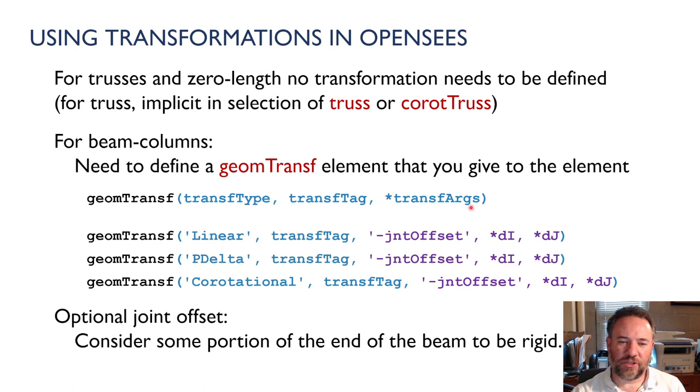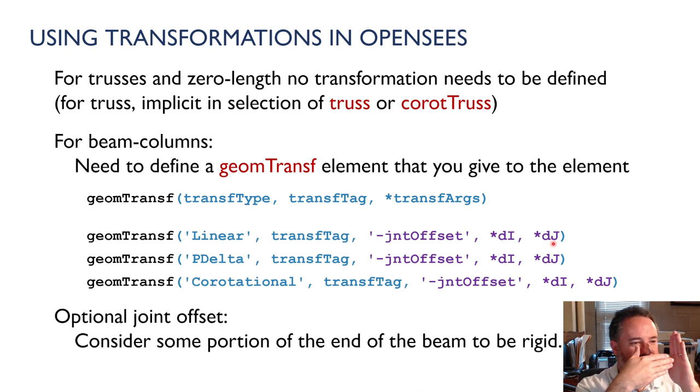And then I have some optional arguments. And the only really optional argument that you might want to use probably is applying a joint offset. What a joint offset means is, let's say I have a beam framing into a column. Well, the column has a certain width and the beam has a certain depth. But when I model the beam and the column, I'm going to model those along the center line of the beam and the center line of the column, right? So they're going to join. If I have a continuous column and I have a beam framing into it, they're going to join like halfway into the column, at the center line of the column.